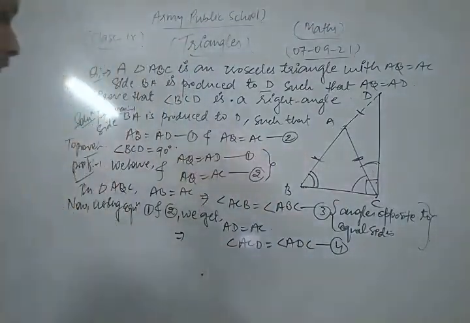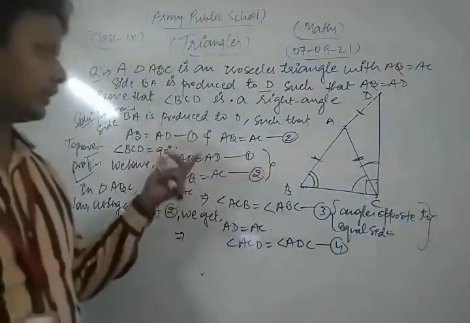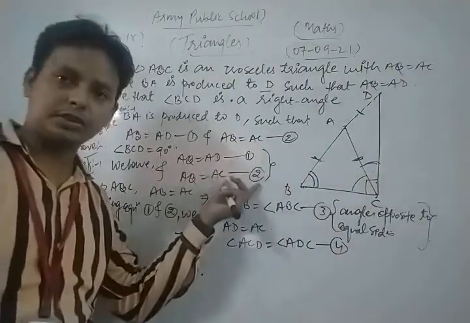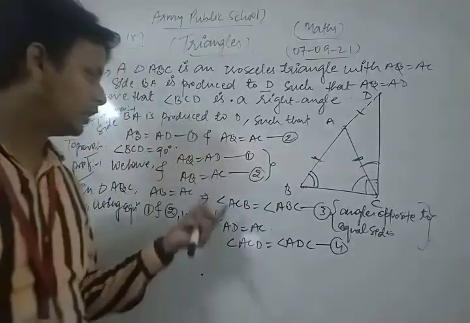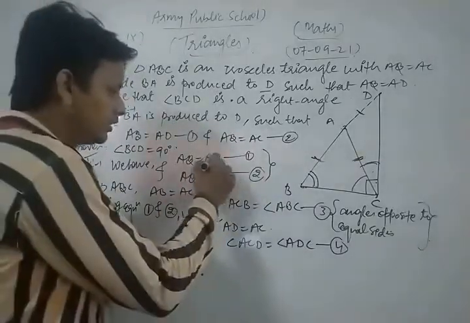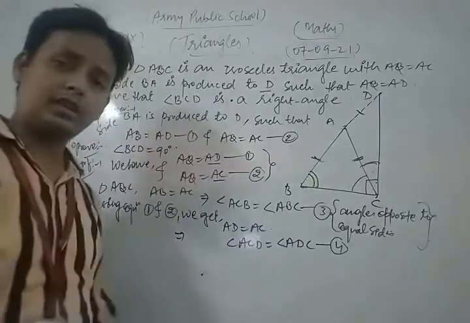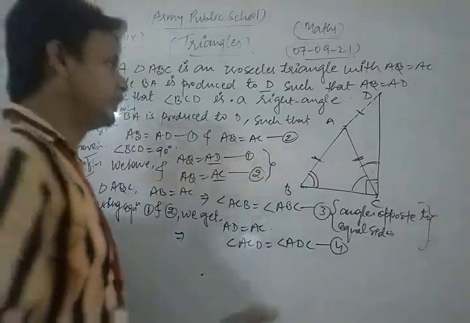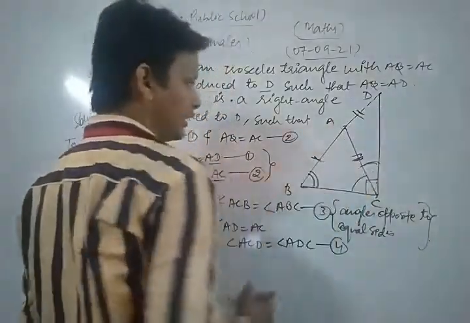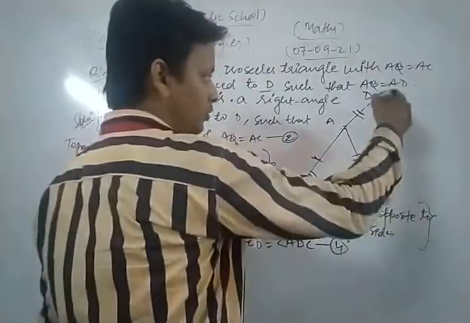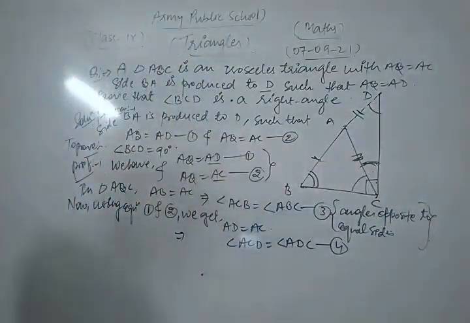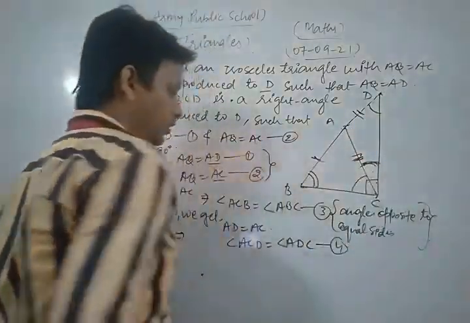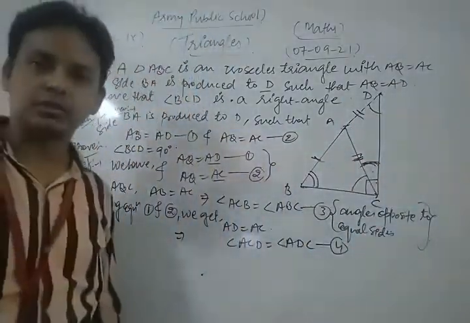Now, dear friends, already we have the relation AB is equal to AD as well as AB is equal to AC. By the help of these two equations, we get AD is equal to AC. So if AD is equal to AC, then angle ACD is equal to angle ADC. In this way, we take this as equation number 4.